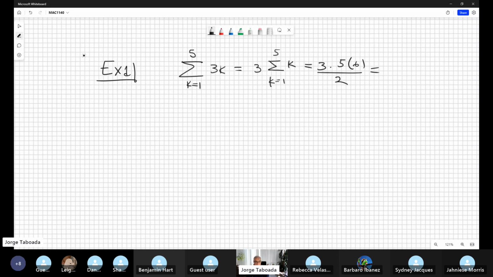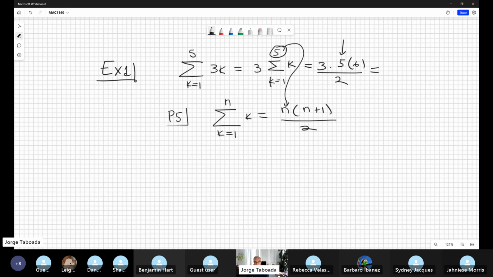Remember the formula, property number 5. Summation from k=1 to n of k is equal to n(n+1) divided by 2. In our specific example, n is 5. You can see 5 plugging in here, and n plus 1 is 5 plus 1, which is 6.